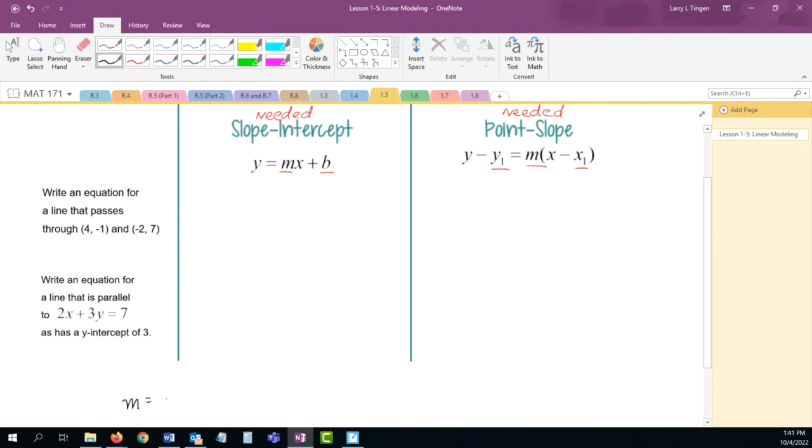So the slope, change in y over change in x. Remember the second point I run into is the sub 2s. This first point is the sub 1s. So I'm looking at 7 minus negative 1 over negative 2 minus 4. 7 minus negative 1 is 7 plus 1. Negative 2 minus 4 is negative 6. 7 plus 1 is 8. 8 over negative 6 is negative 4/3.